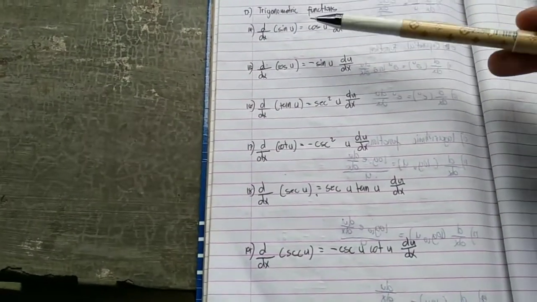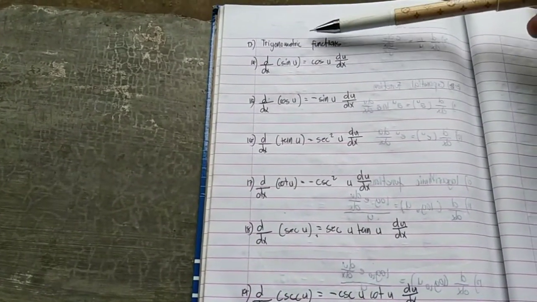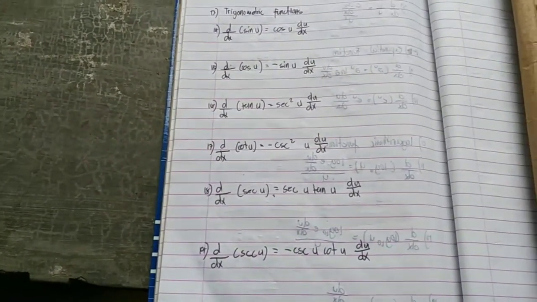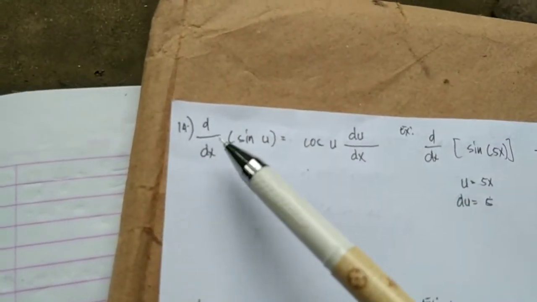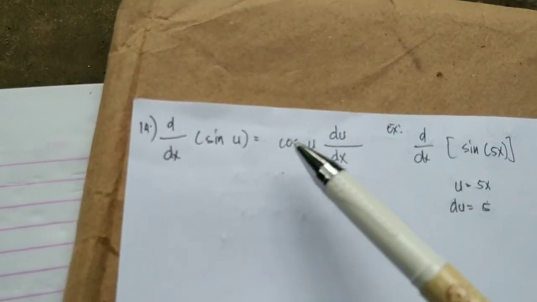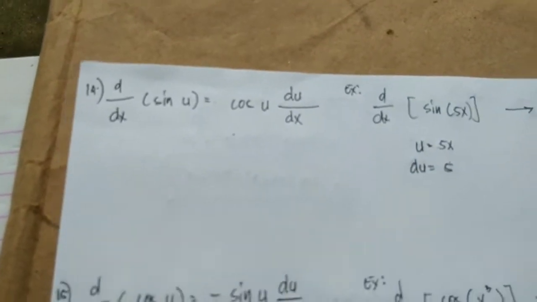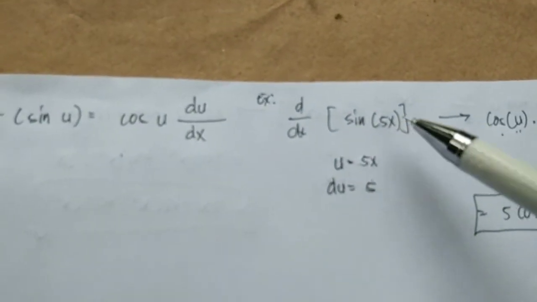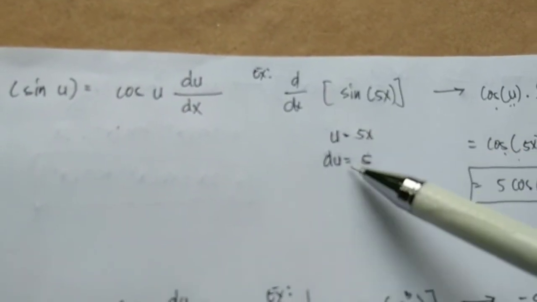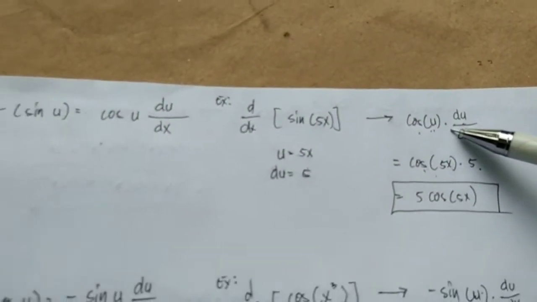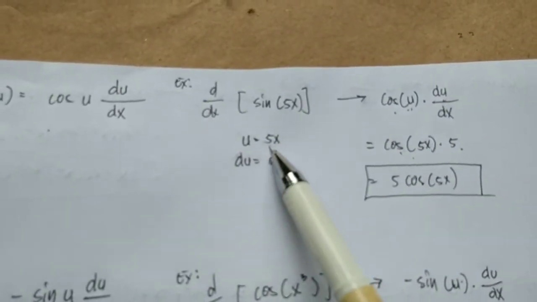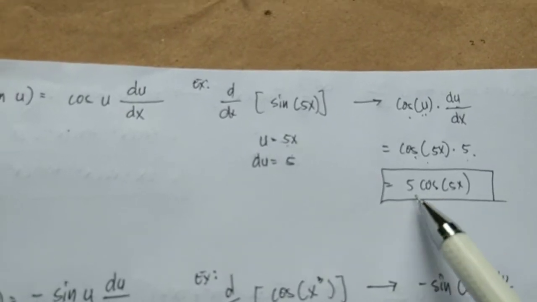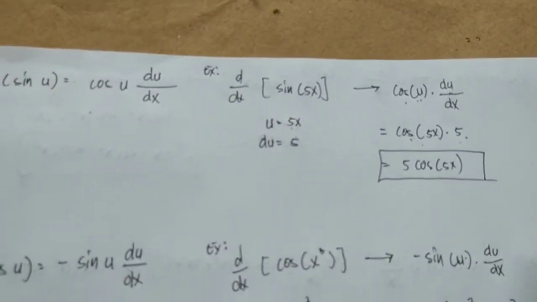For number 14 to 19, we have the derivative of a trigonometric function. So for example, number 14, d over dx of sine u is equal to cos u times the derivative of your u. So for example, we have sine 5x. Find your u. Your u is 5x. Use the formula cos u du. So our final answer is this one, 5 cosine of 5x.